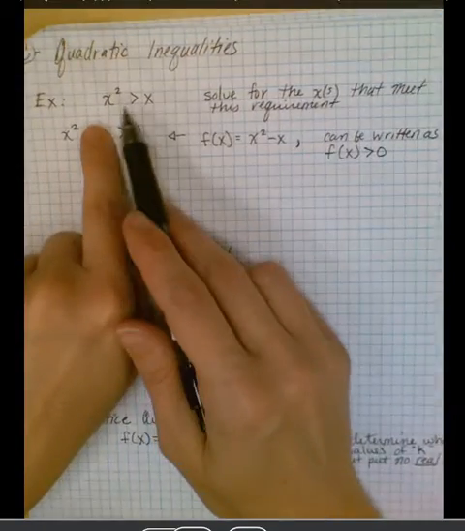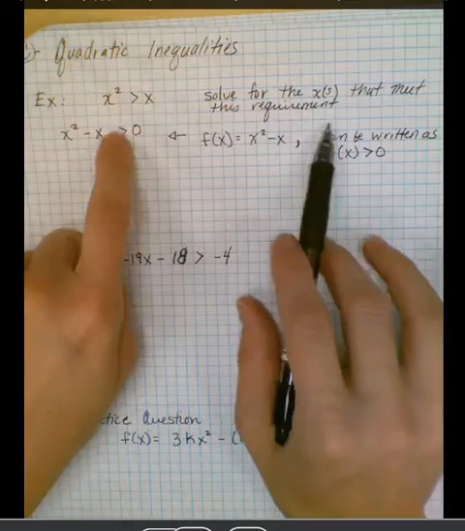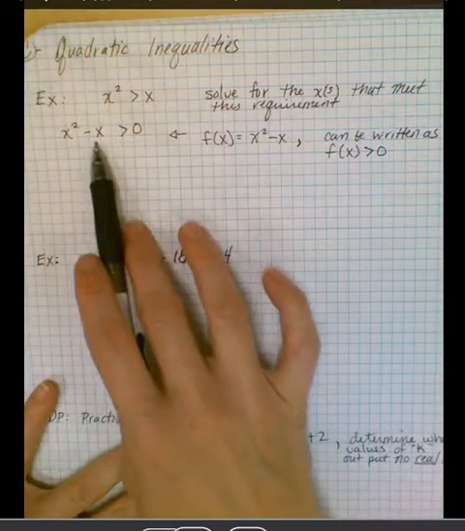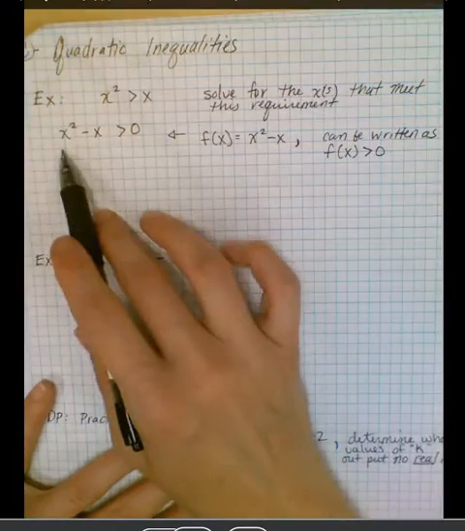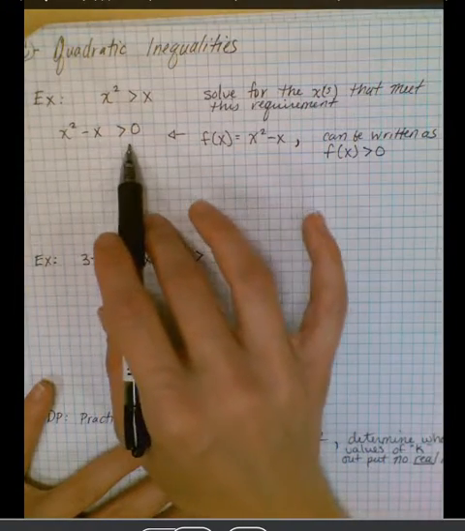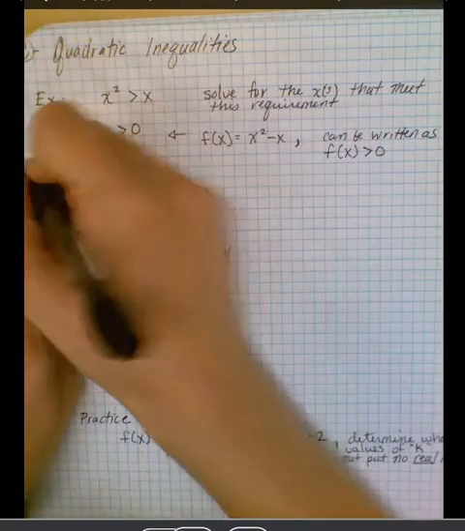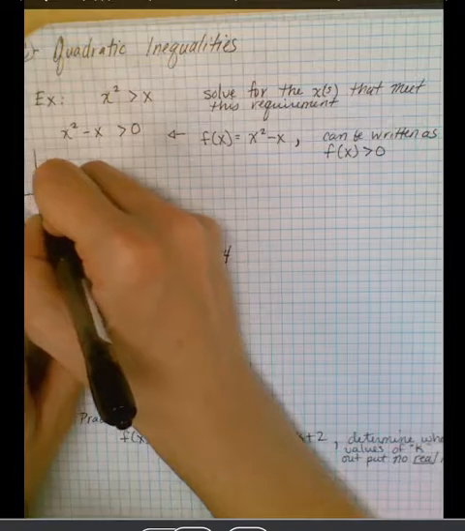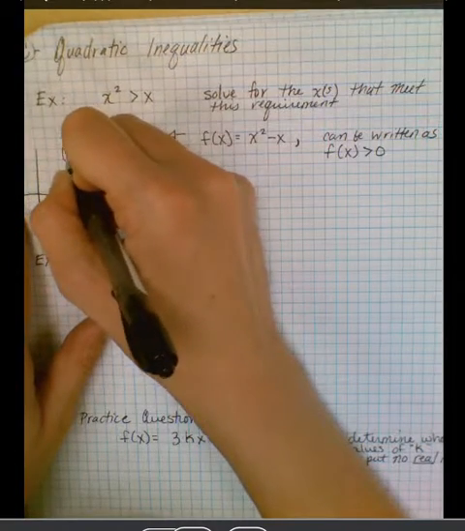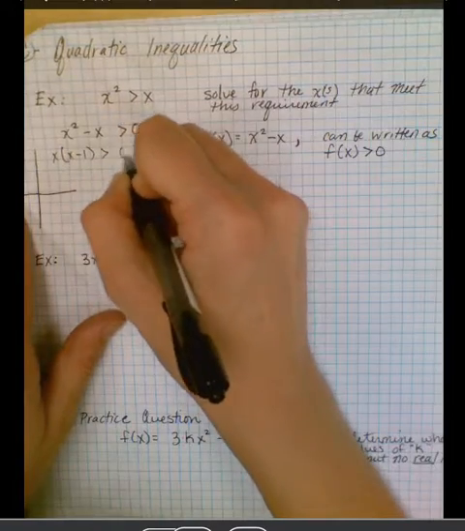So let's look at this question. x squared is greater than x. Solve for the x's that meet this requirement. I'm going to shift my x over to the other side, so this is a statement that can be graphed as x squared minus x, which means my roots would be x minus 1. I'm just going to pull that x out, times x is greater than 0.